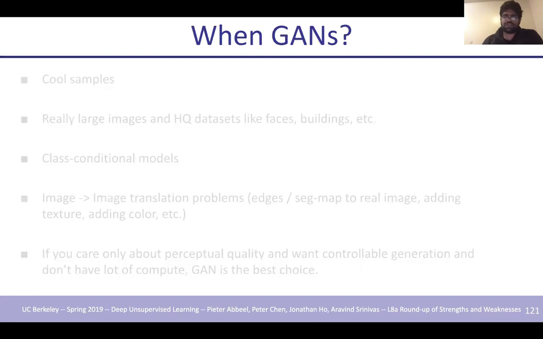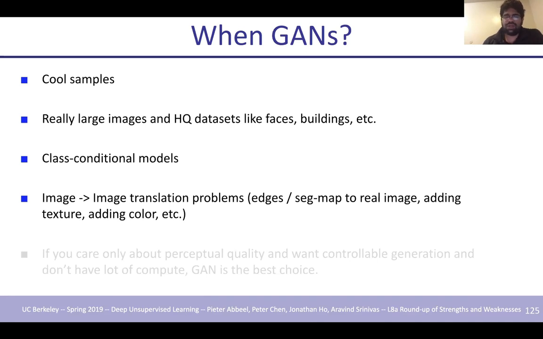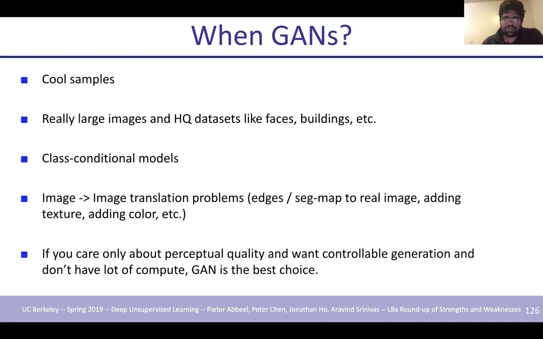So given these appealing properties of density models, when would you use GANs? You would use GANs when you really care about having good samples and you have really large, high quality images, photos, and you want something photorealistic. You have a lot of conditioning information like poses or the class or edge maps, and you just want to add texture to them. GANs are really good in these image-to-image translation problems or video-to-video. And if all you care about is perceptual quality and controllable generation, and you don't have a lot of compute, which is often the case for any kind of startup, GAN is the best choice to go for.